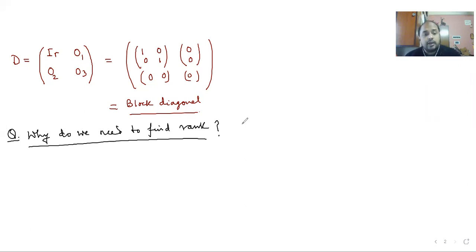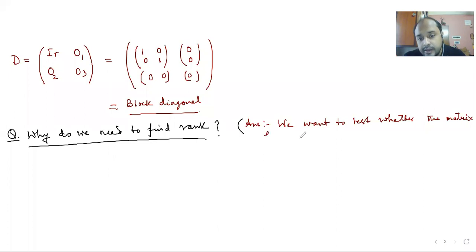Okay, so the basic objective for which we are interested in the rank of a linear transformation or the rank of the given matrix is, the answer is, we want to test whether the matrix has an inverse, whether the matrix has an inverse.